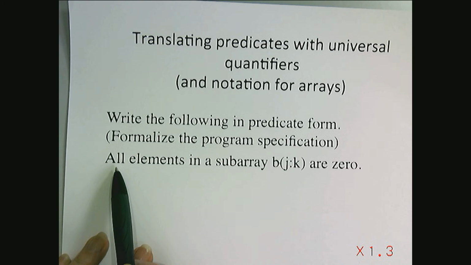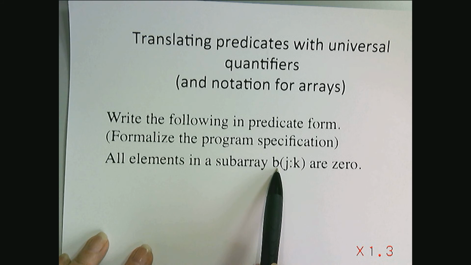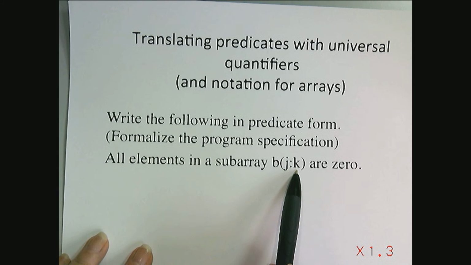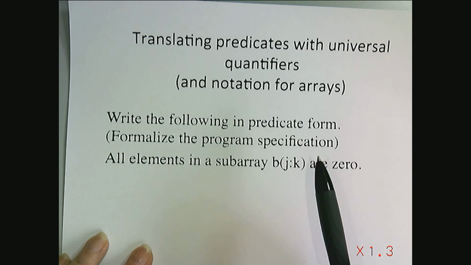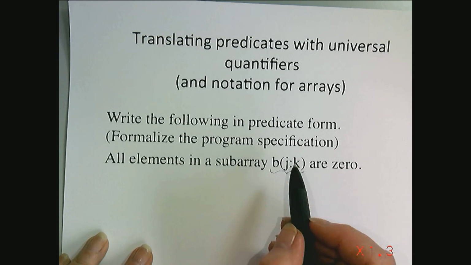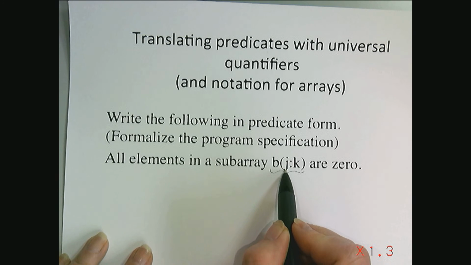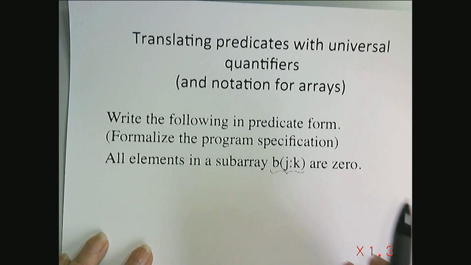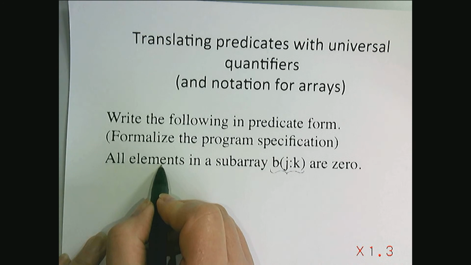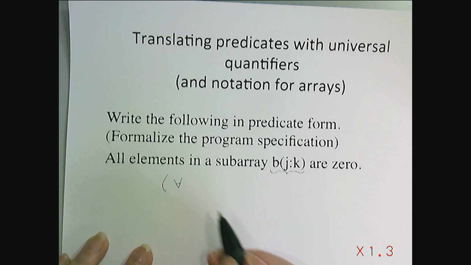Let's say what we want to write in symbolic form is that all elements in a subarray, where the subarray notation is j through k, are 0. This is the notation MATLAB uses for subarrays, which means that it is the part of the original array where the indexing ranges from j to k. So all elements in the subarray are 0, which means for all.